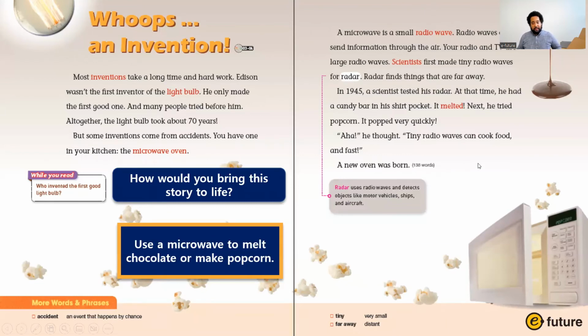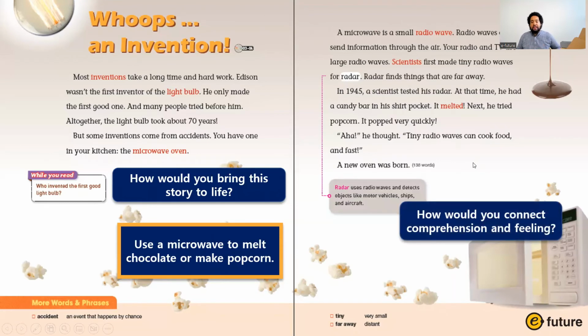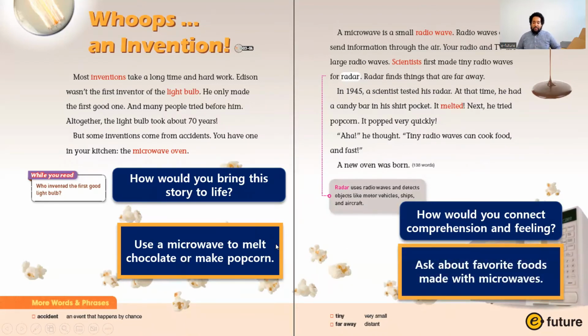Now, for a second reading, how would you connect comprehension and feeling? Again, feel free to share your answers in the chat, and I will address them as they come in. But for me, I would ask the students about their favorite foods that they make with microwaves, or ask them what they are allowed to cook in a microwave, things that they shouldn't cook in a microwave. Any of those things are very useful because it connects them to the story.